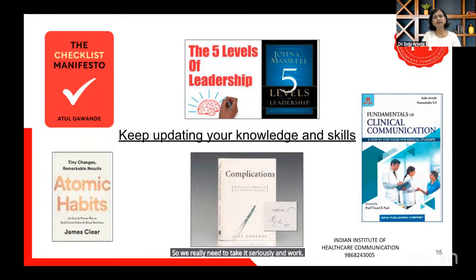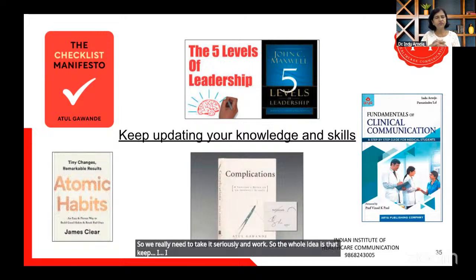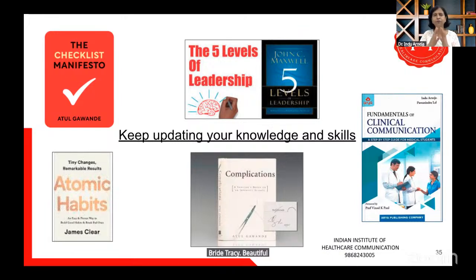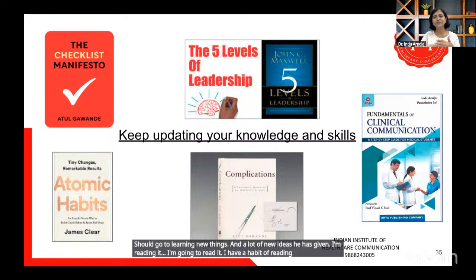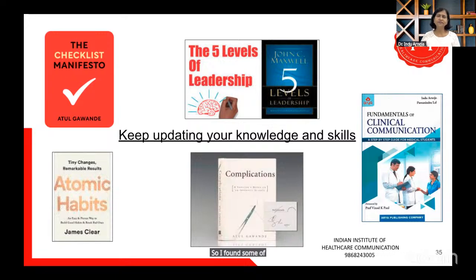So the whole idea is that I was reading this book by Brian Tracy. Beautiful book called No Excuses. And in that book, he says 3% of your income should go to learning new things. And a lot of new ideas he has given. I'm reading it. I'm going to reread. I have a habit of reading a book once and then rereading and also making notes. So I found some of his ideas very, very powerful, and I'm going to implement them.